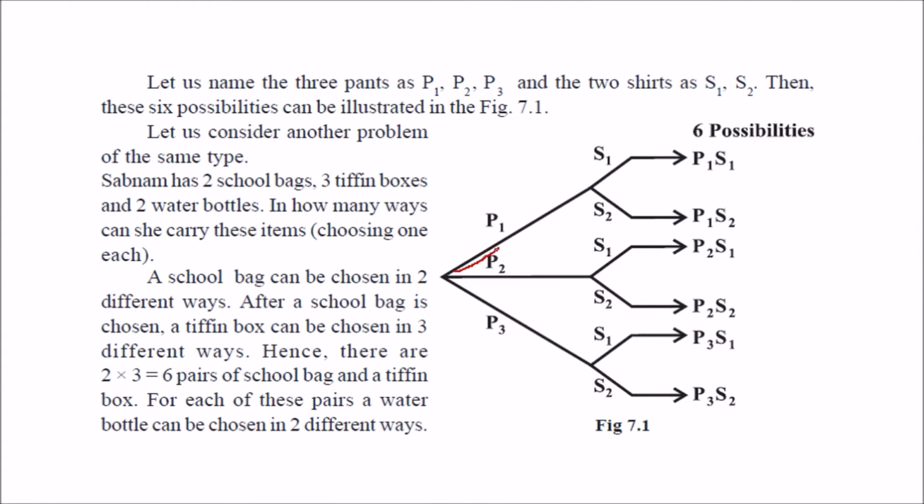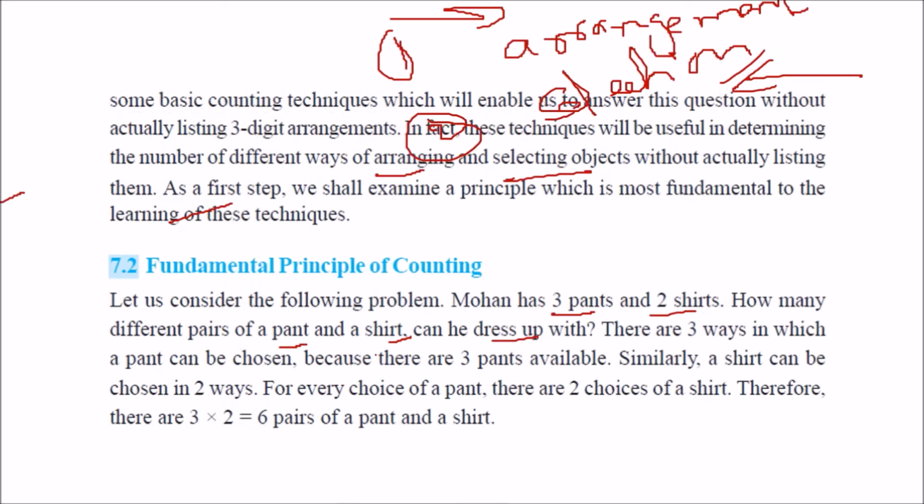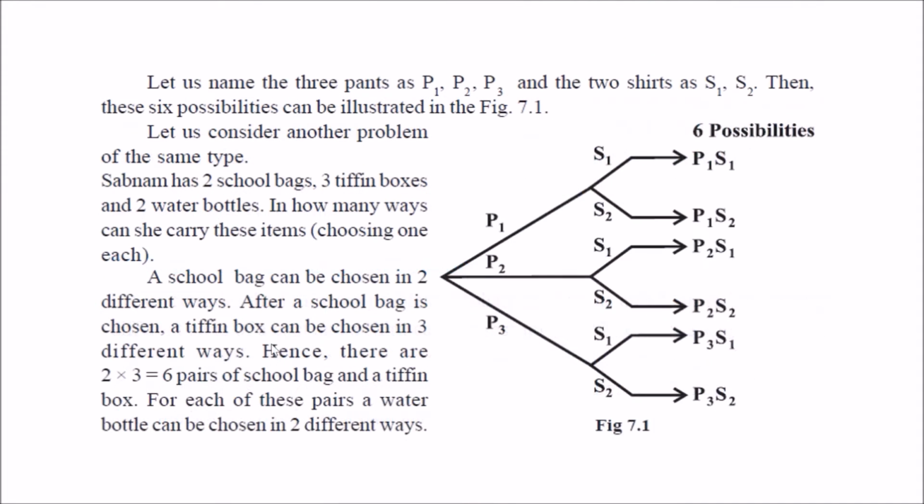See, these are the 3 pants he can choose. For every pant he has an option of 2 shirts, similarly 2 shirts. So there are in all 6 possibilities. There are 6 pairs of these options which are available to him. So this is 6 we are talking about.